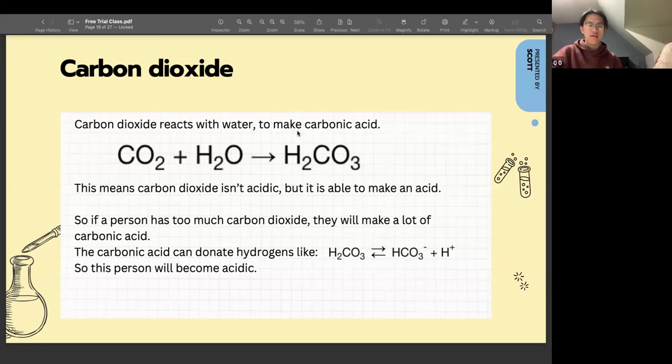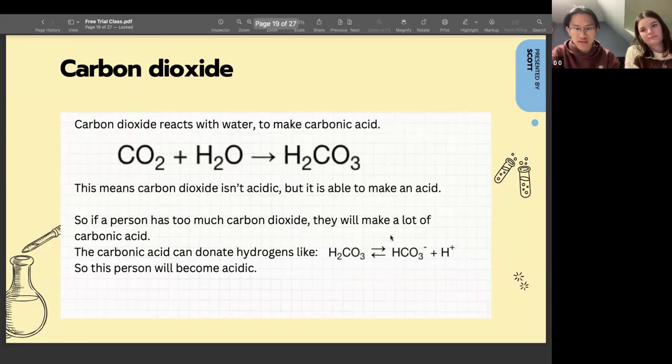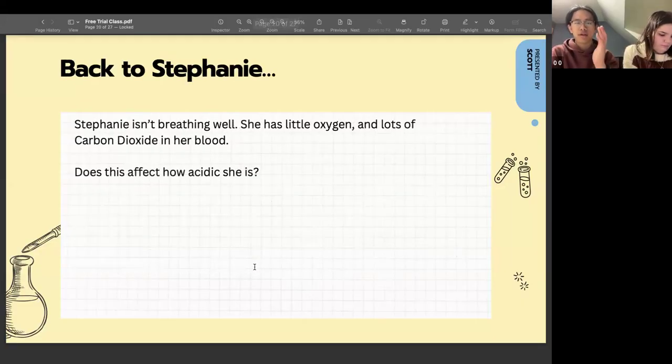And therefore, if someone, let's say Stephanie, had too much carbon dioxide in their system, they will make a lot of carbonic acid due to this reaction that we have on the whiteboard here. And as we know before, carbonic acid is an acid, so it can donate hydrogens. So then their blood will have a lot of hydrogens in it, their pH will drop, and this person will become acidic. So back to Stephanie, she's not breathing well. She has lots of carbon dioxide in her blood. Does this affect how acidic she is?